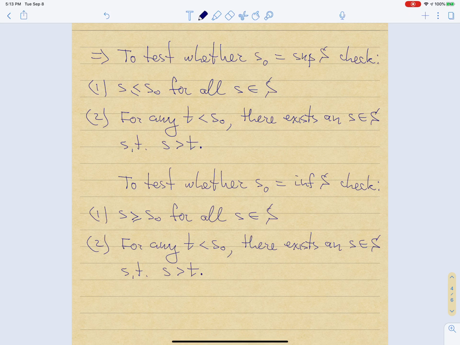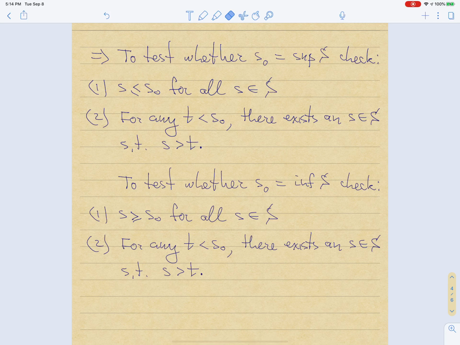So that means that S0 is a lower bound. And what does it mean that S0 is the greatest lower bound? It means that if I go slightly above S0, then what I got is no longer a lower bound. So that means that I should be able to find an element below that number which is higher than S0.